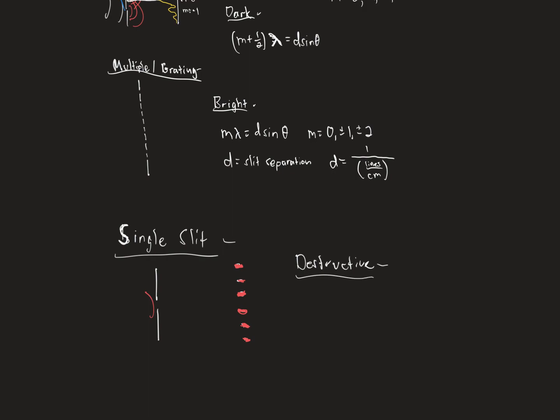This is in the lecture. This is talked about in the book. Destructive interference is when you get dark spots, so light canceling itself out. And you can use an equation to predict this. This is a little bit weird, but the equation that you use to predict these dark spots is m lambda equals d sine theta. d is the slit width, the size of that slit.